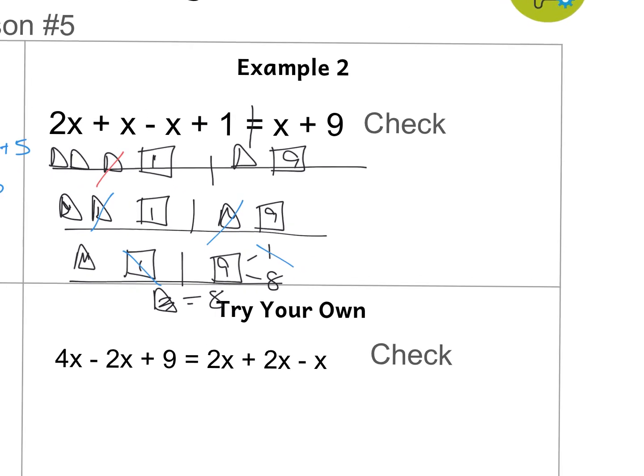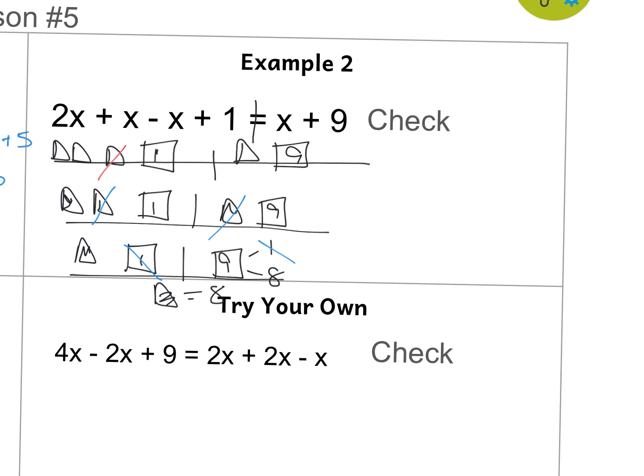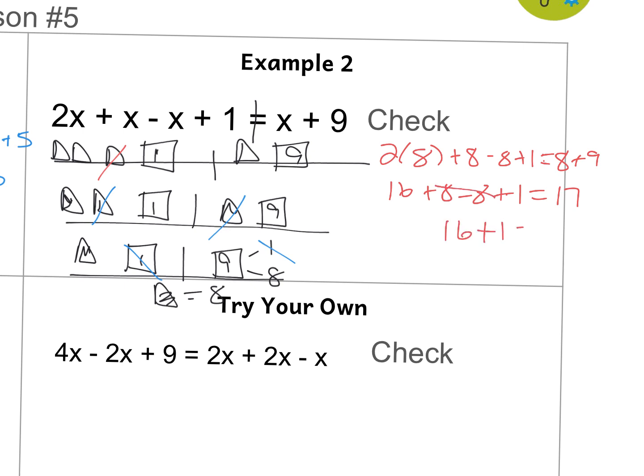For my check then, I have 2 times 8, which is 16, plus 8, minus 8, plus 1 is equal to 8 plus 9. 8 plus 9 is 17. That plus 8 minus 8 is going to cancel out. So I end up with 16 plus 1 equals 17. And 17 is the same as 17, so it balances. So our answer is x equals 8 or triangle equals 8.